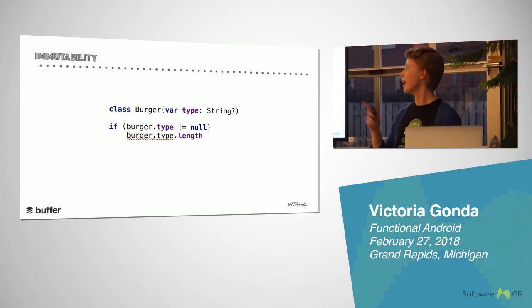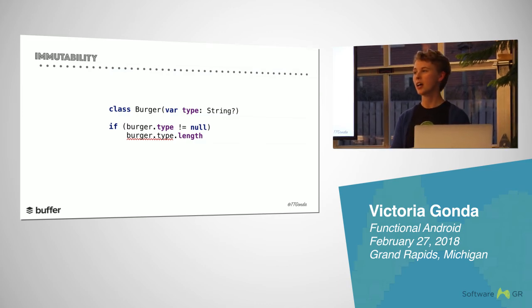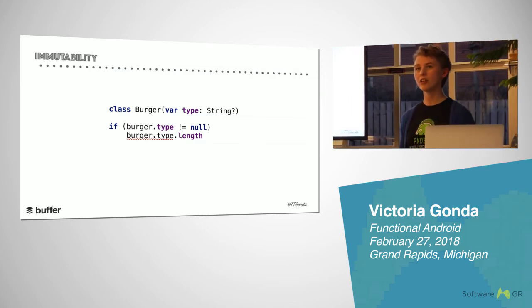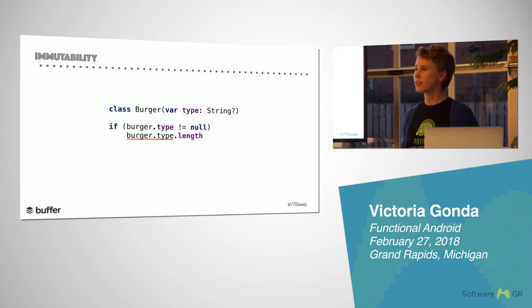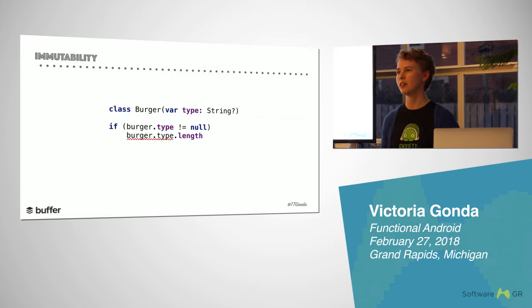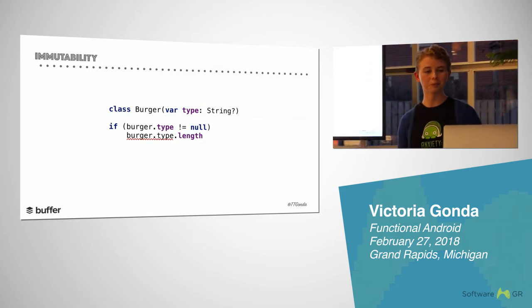Sure, we're calling it right after the if statement, but it's still possible that the type could be changed to null on another thread. And Kotlin knows this because it's mutable. Unlikely, but it definitely could happen. We've seen those weird concurrency bugs that are so much fun to debug.